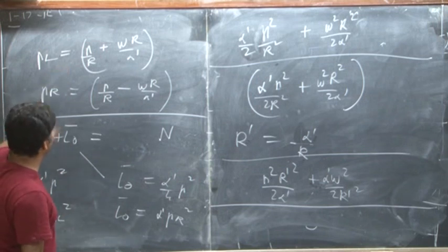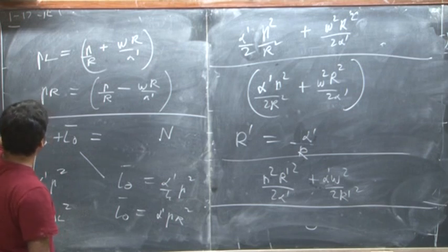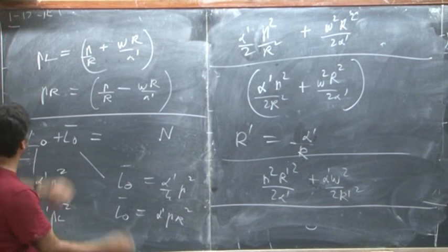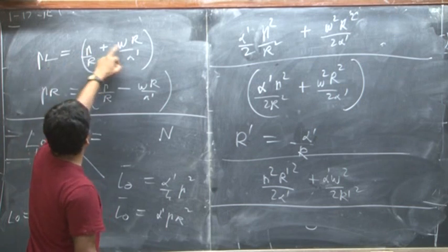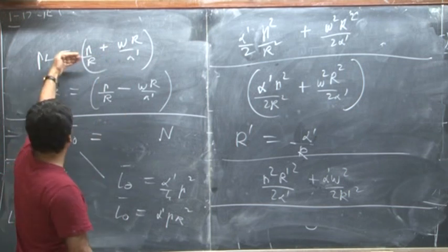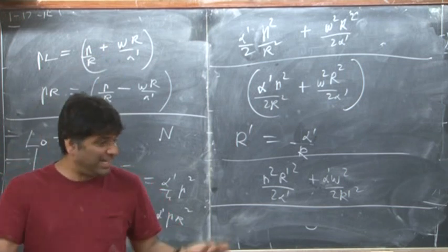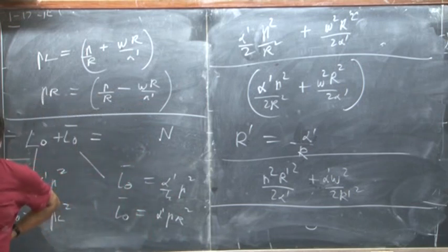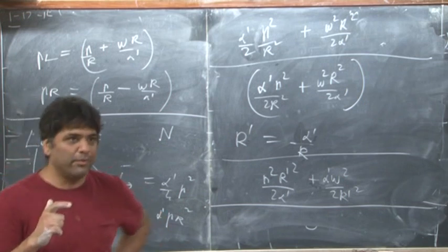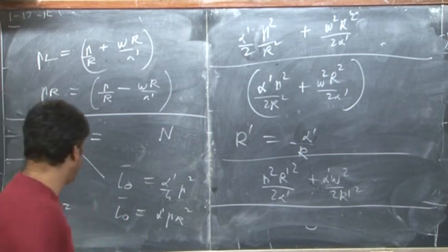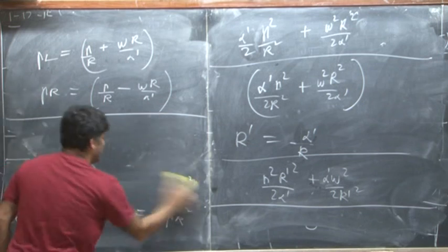The first observation here is the following. Under T duality, under this flip, n goes to w and r goes to 1 by r, PL stays unchanged, but PR picks up a minus. So we're going to try to understand T duality. Let me say the statement.